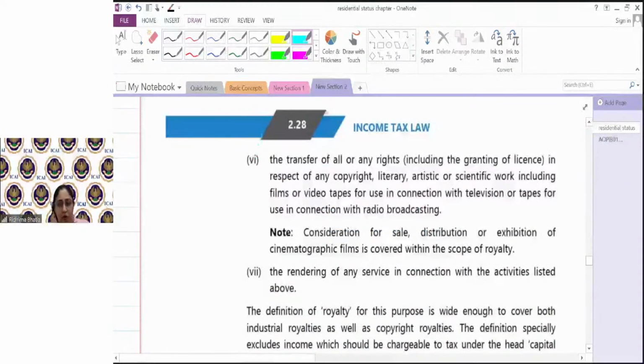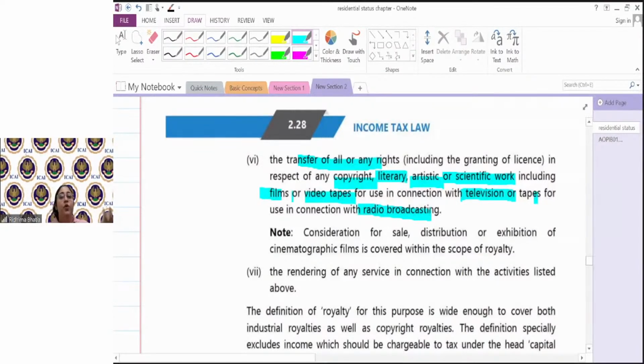Transfer of any or all rights in respect of copyright, literary, artistic, scientific work, including films, videotapes for use in connection with television, or tapes for use in connection with radio broadcasting. You know, the movies which you see and go to theater to see, the distributor pays royalty to the production house. Who are distributors? The person who takes the rights of the film and then distributes to PVRs, multiplexes.